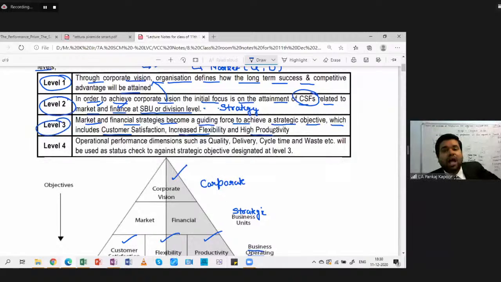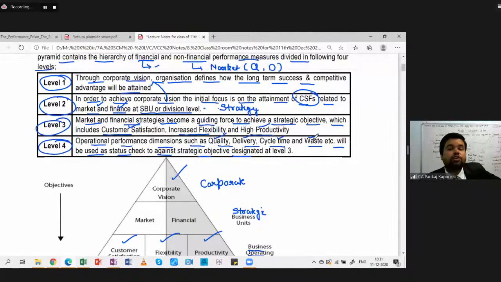Agreed. Further, high productivity. What does it mean, high productivity? Using the same set of resources but producing more goods or services. Now, level 4. The operational performance dimensions such as quality, delivery, cycle time, and waste will be used as a status check against the strategic objective designated at number 3. In order to see the customer satisfaction, what will you check? The quality of your product and the delivery time. In order to see the productivity, what will you check? The cycle time, meaning the time you spend in order to manufacture a good, and the waste you generate.